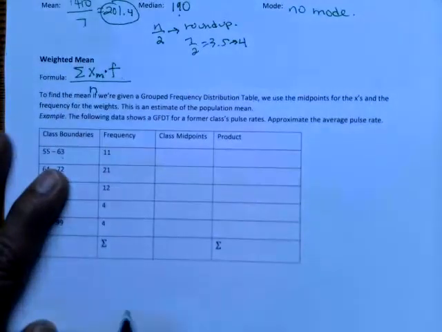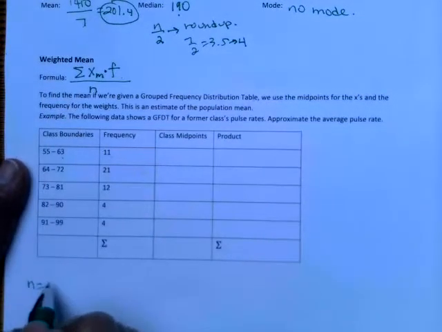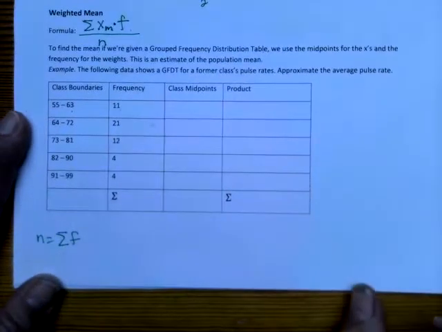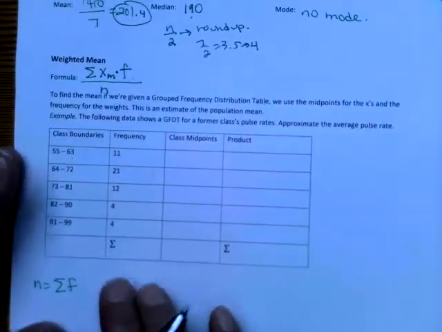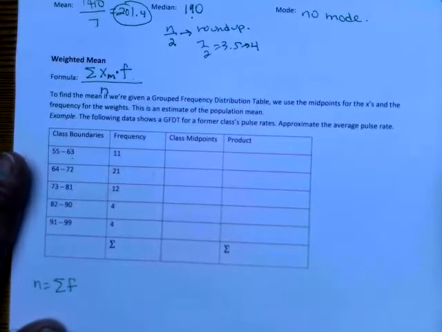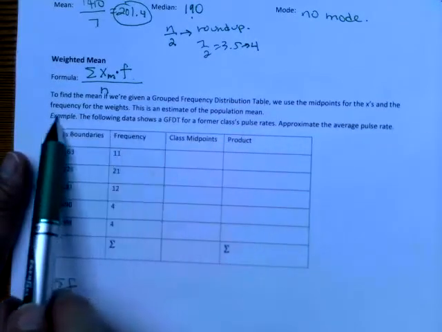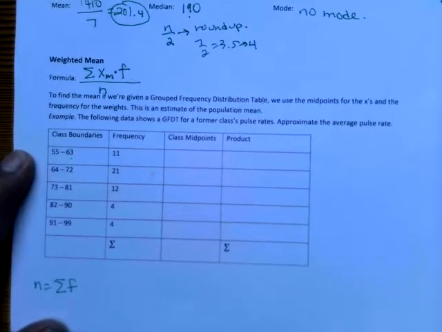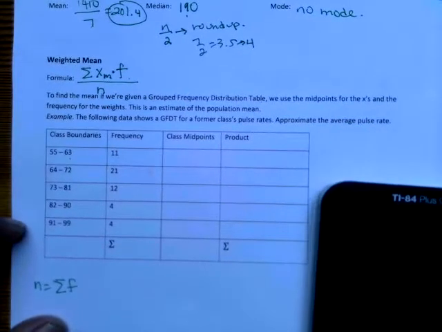So that's the numerator. And then the denominator, again, it's still the total that we have, which, in case you're wondering, is the sum of all of the frequencies. Okay, so that's what we're going to do. We're going to use this table here. And let's see, what did I say it was? Former classes pulse rate. So sometime I had a class and I made them all take their pulses, and this is the data that we had.